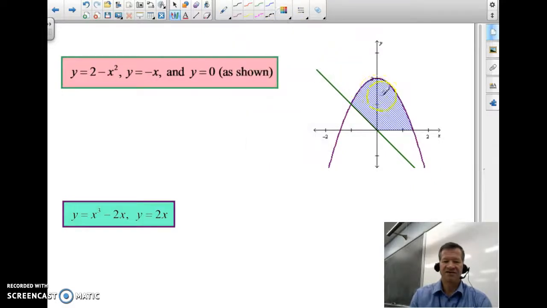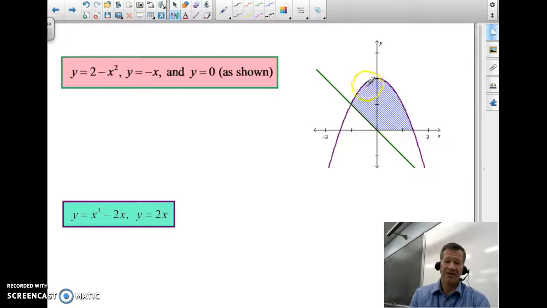So if I examine this region, you notice that this purple parabola, which is the graph of y equals 2 minus x squared, is above the line y equals negative x. But they also want y equals 0 to be a boundary over here. So there are 3 graphs that bind this little shaded area, I guess. Okay. Now here's the problem.